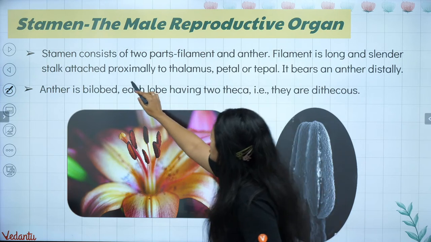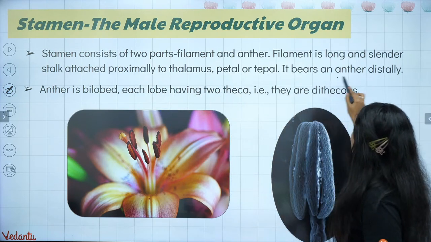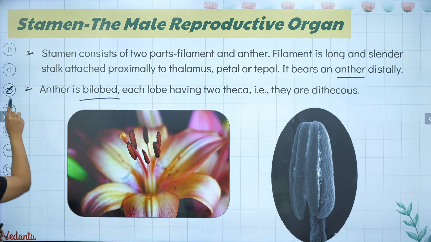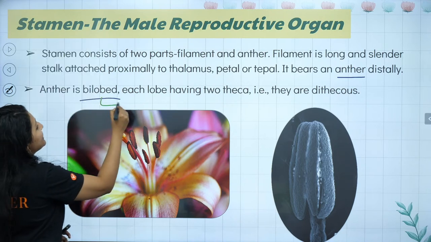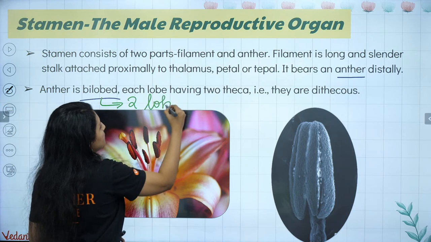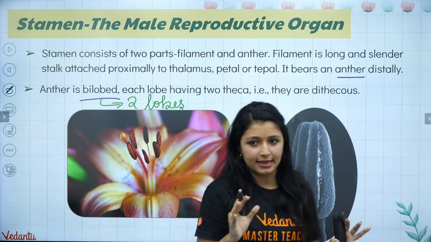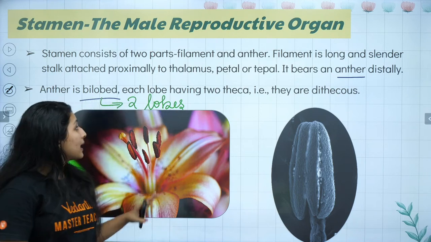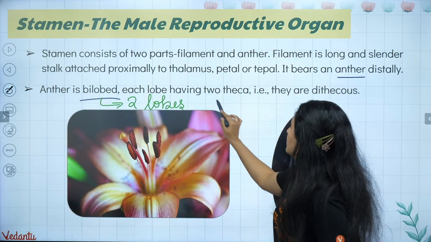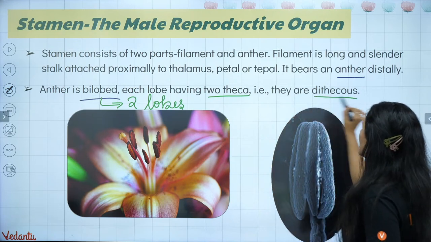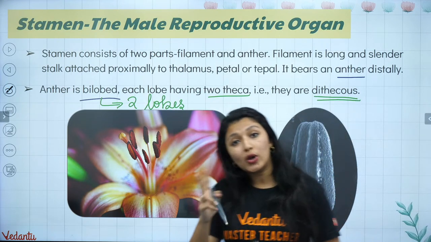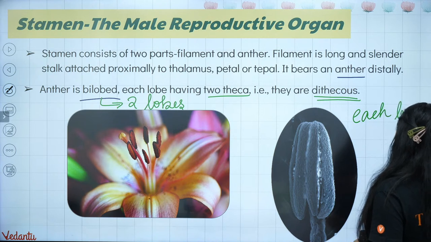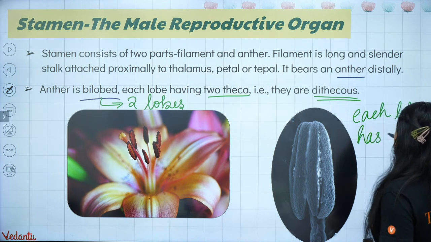It is proximally attached to the thalamus, petal or tepal. It has an anther distally. And the anther is bilobed. Now, what do you mean by bilobed? Bilobed means it has two lobes. Most of the anthers have a bilobed structure. And inside each lobe, they have two theca. So, that is why they are called dithecous, because they have two theca, two in each lobe. So each lobe has two theca.